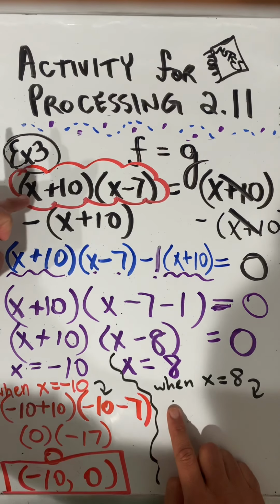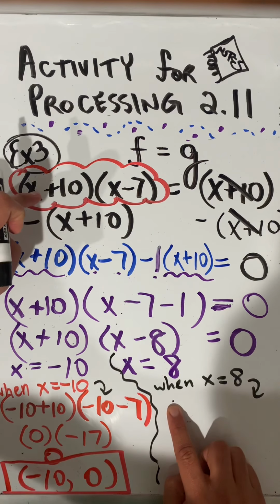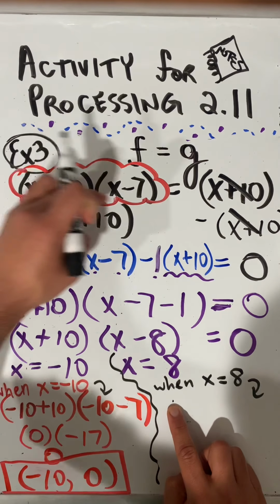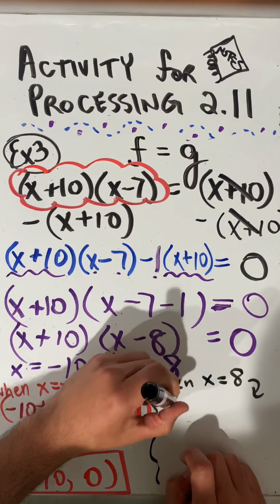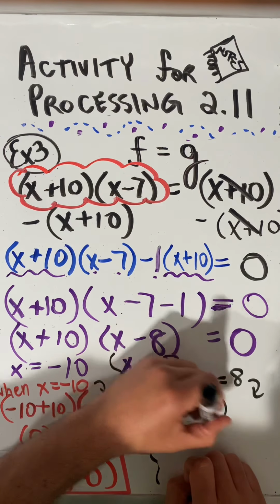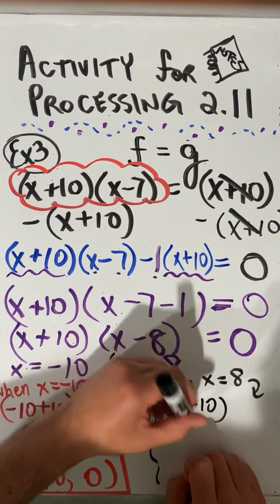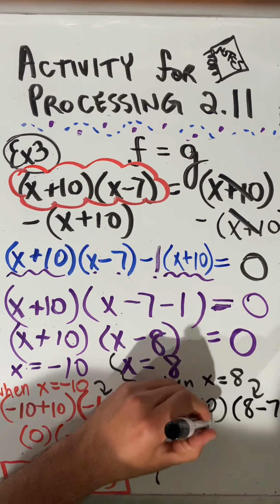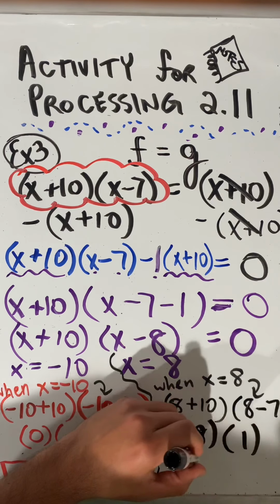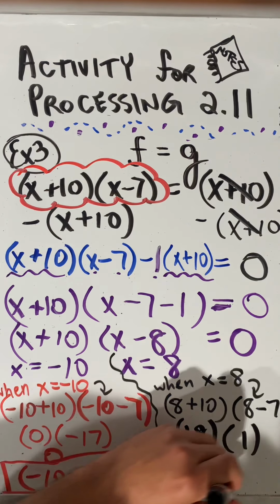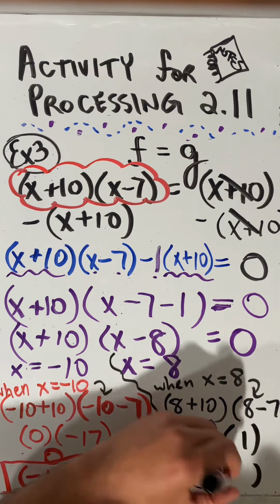Oh, let me point again. So we're going to substitute our value of x here and here, where the x's are at. So instead of x plus 10, we got 8 plus 10. And instead of x minus 7, we have 8 minus 7. 18 times 1. So we get 18. Therefore, our coordinate pair is going to be 8 and 18. Put a little box around that.